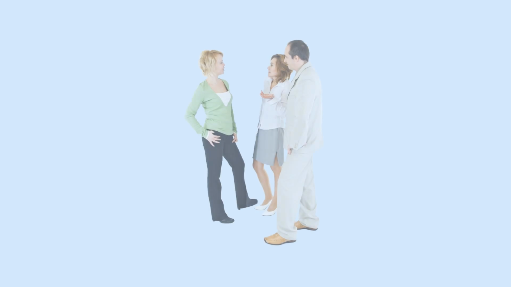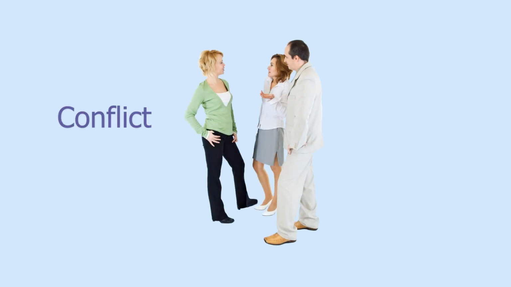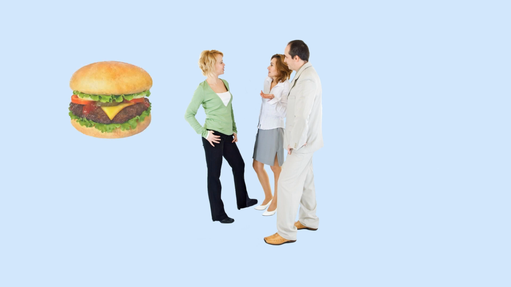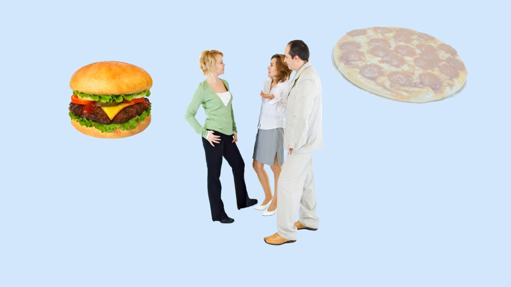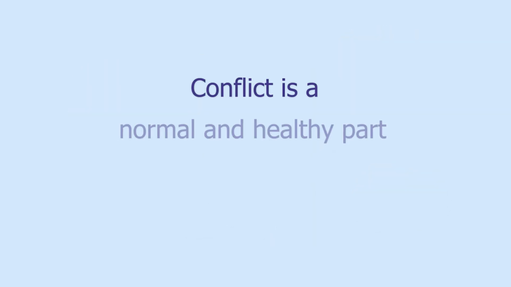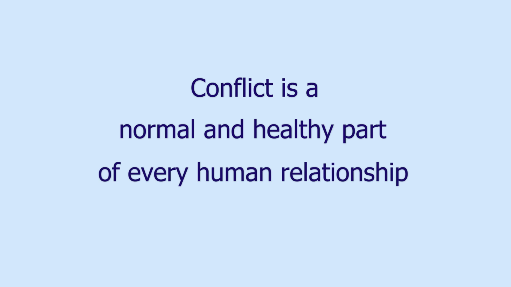Now, whenever two or more people are together, there is conflict, because what one wants is often different from what another person wants. For example, while planning where to go for lunch, one person may want to get a hamburger, while the second one wants pizza, and a third wants tacos. Conflict like this is a normal and healthy part of every human relationship.